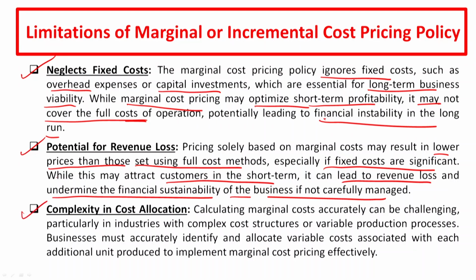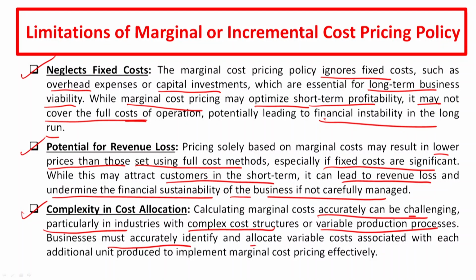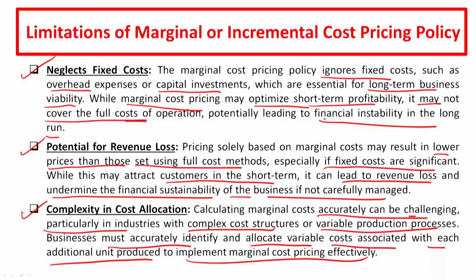The third one being complexity in cost allocation. Calculating marginal cost accurately may be a challenging task, particularly in industries with complex cost structure and variable cost production process, which means the calculation of cost here is a complicated process. Businesses must accurately identify and allocate variable cost associated with each additional unit produced to implement marginal cost pricing effectively, which means the variable cost involved here has to be ascertained very carefully, and according to it the pricing has to be done. But this is one of the biggest challenges for the firms involved in the production.